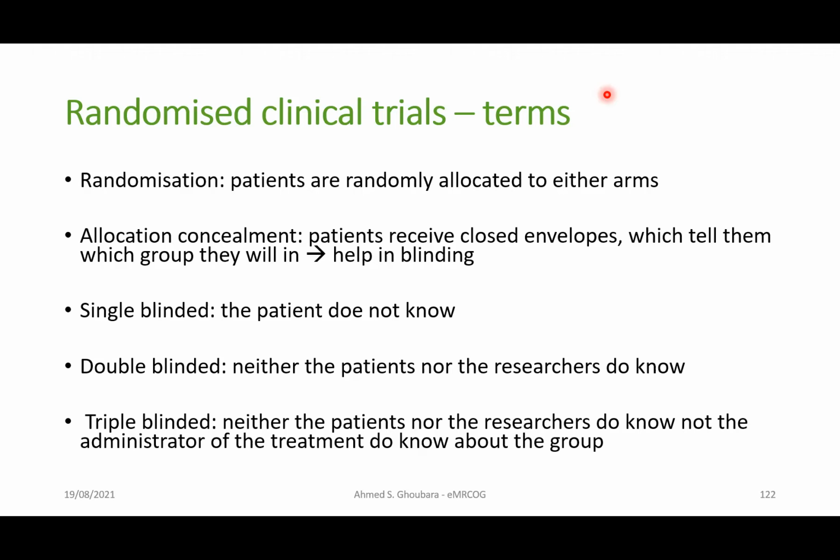It must be done like this, using random number generator programs. And you use something called allocation concealment. What's this? The patient will receive closed envelopes which will tell them which group they will be in. This enables blinding. Blinding is an integral part of the RCT. So randomization and blinding are two important terms in any design of an RCT.